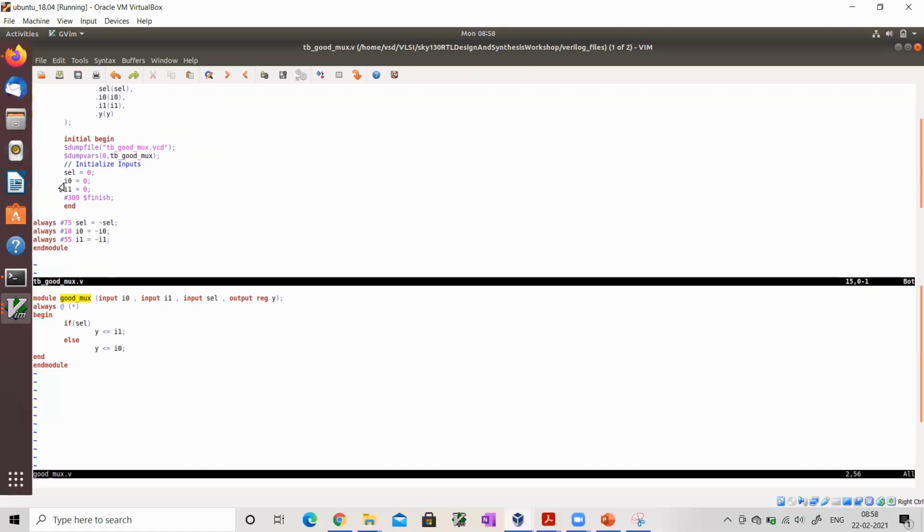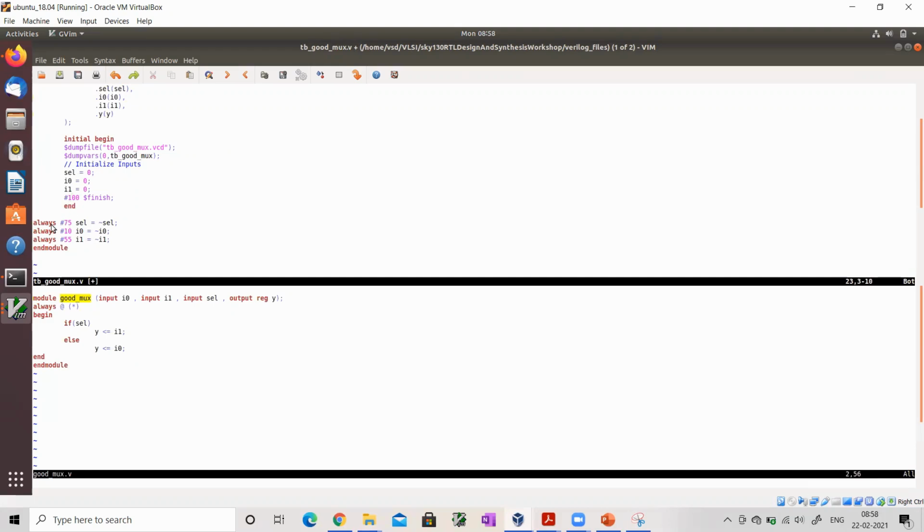This is my stimulus generator. This is where I am generating my stimulus. What I'm saying is, initially my select is 0, I0 is 0, I1 is 0, and I'm running my simulator for 300 nanoseconds and finishing it. So $finish is going to signal the finish. In case you wish to run the simulation for more time, let's say you want to run it for 500 nanoseconds, you can make this 500. If you want to run it for less time, you can make it 100.